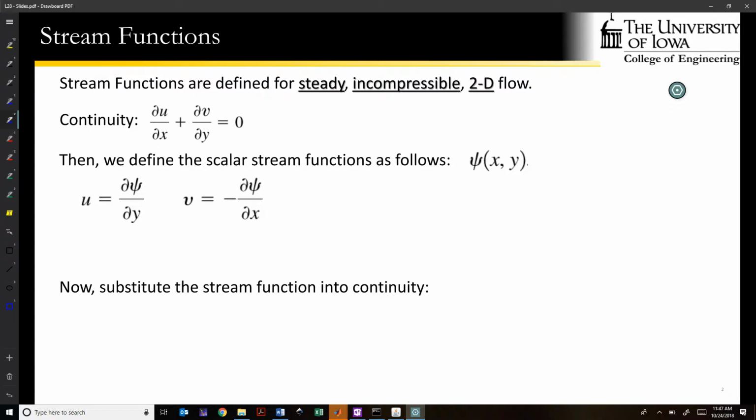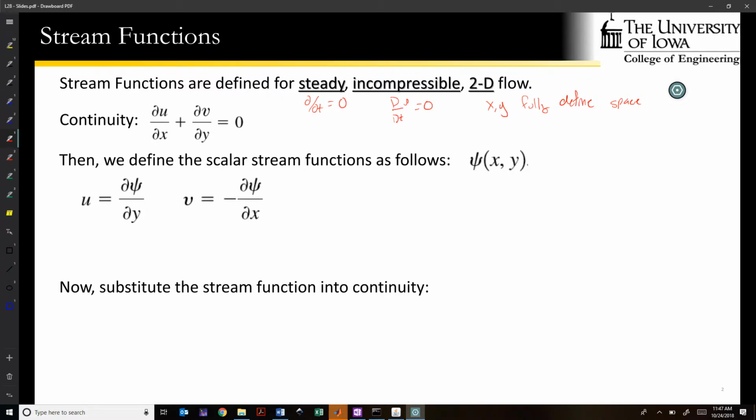Okay, so taken together, right? Steady means that all time derivatives go to 0. Incompressible, right, means that the material derivative of density goes to 0. And 2D means that x and y fully define our space of interest.